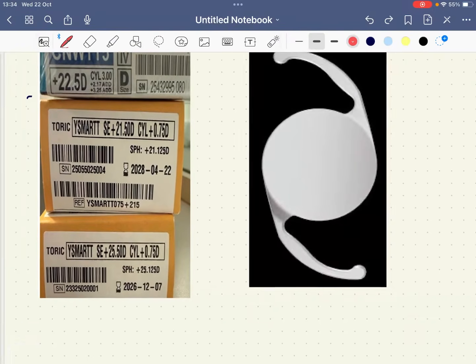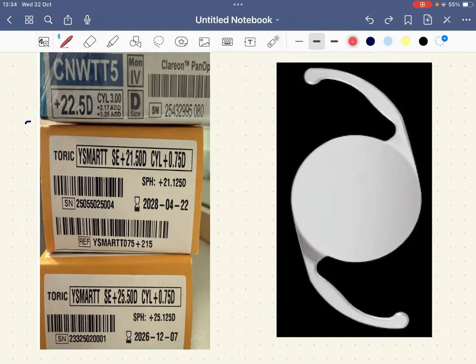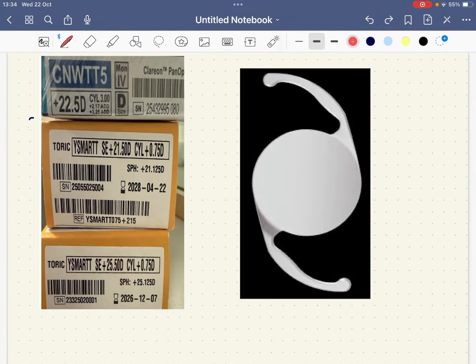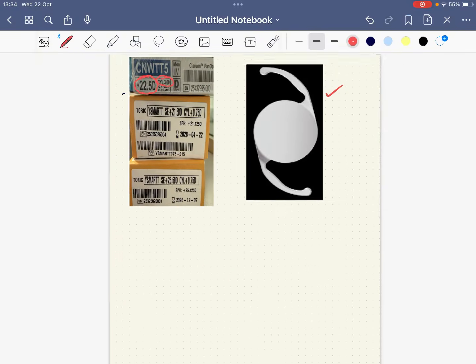Friends, in this video, I'm going to explain about the distribution of the toric IOL power in terms of spherical equivalency as well as the cylinder power in the IOL optic. So here you can see there is this toric lens, with a spherical equivalent of 22.5 diopters and a cylinder power of 3 diopters, right? That's a T5 model. Now, how is this power distributed in the toric lens, right?